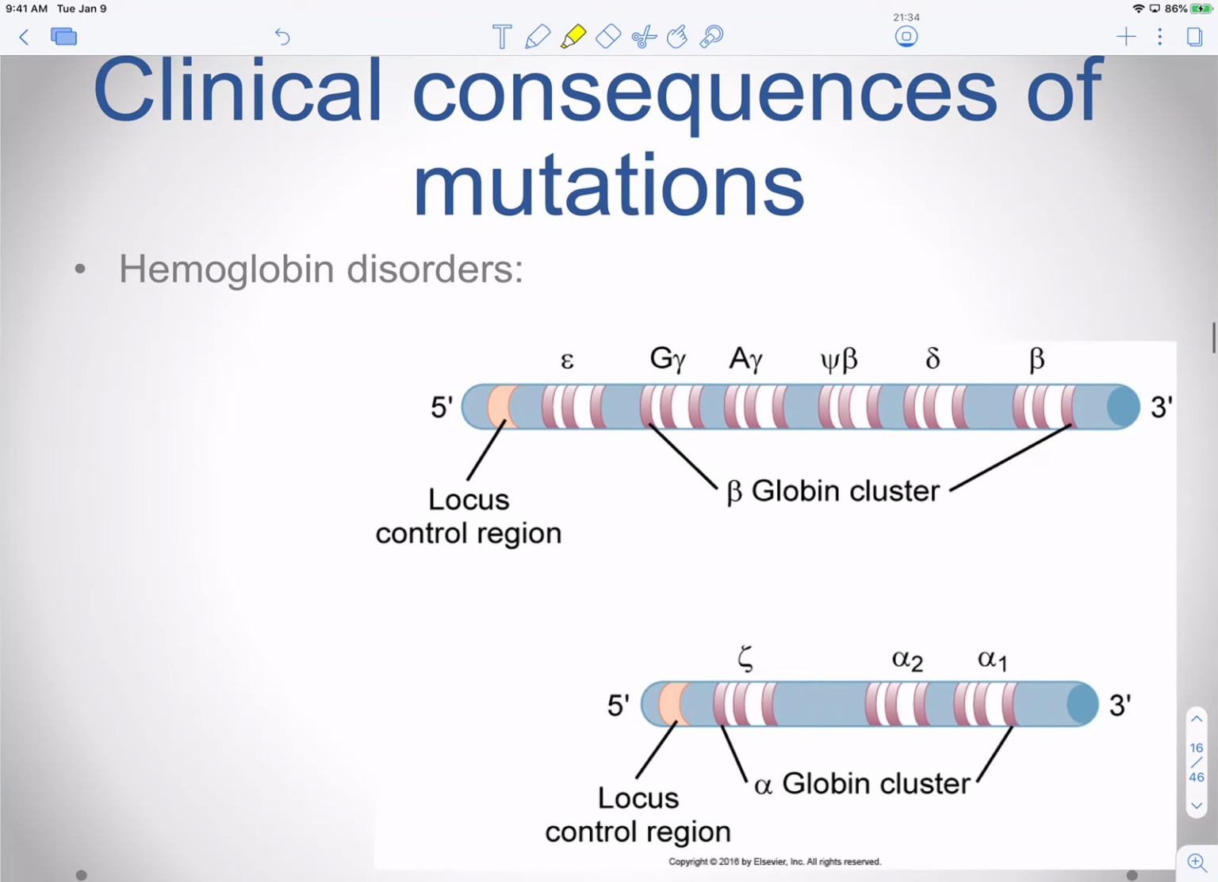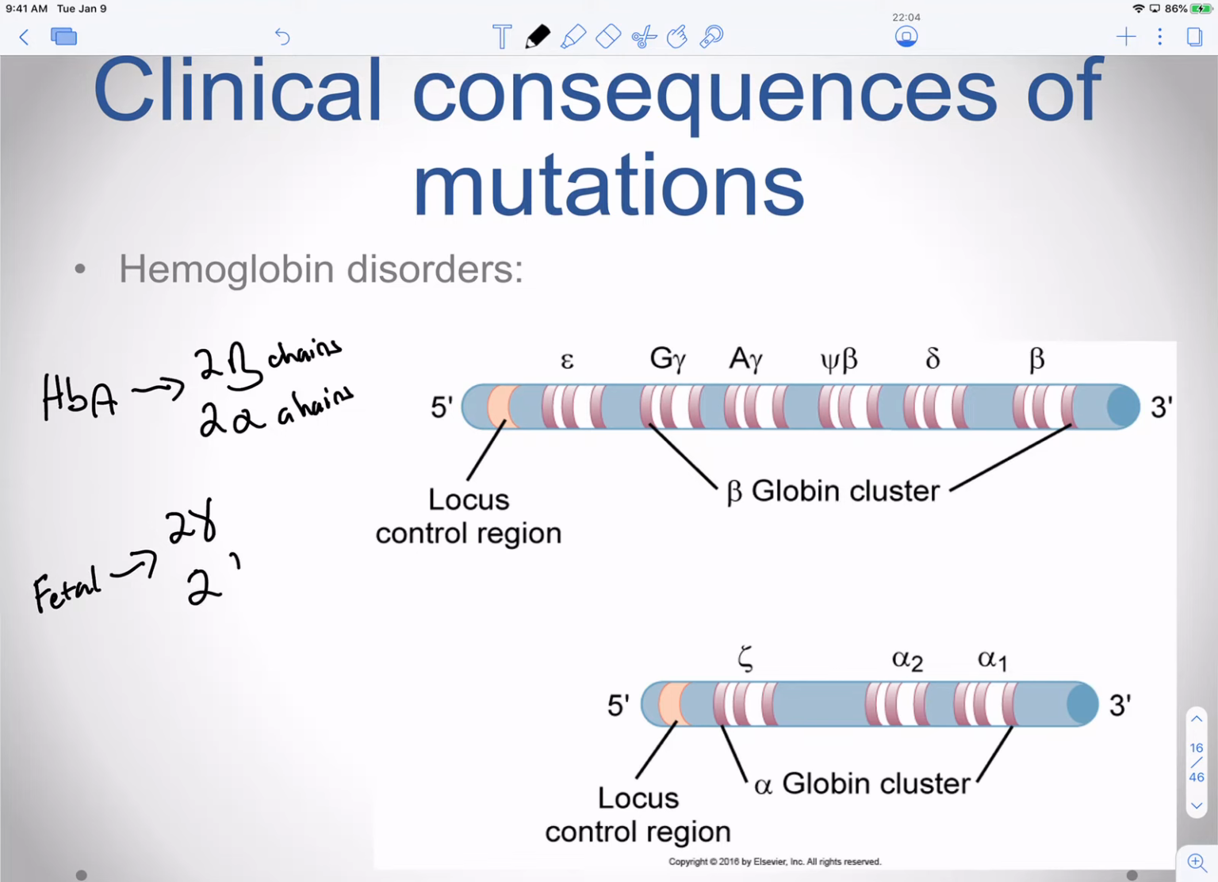Right, so there are also a series of hemoglobin disorders. And so just as a review, we have hemoglobin A, and this is going to be composed of 2 beta chains and 2 alpha chains. And this is going to be normal hemoglobin. And we also have fetal hemoglobin. And fetal hemoglobin is 2 gamma chains and 2 alpha chains. And then we also have your hemoglobin A2. And hemoglobin A2 is going to be 2 delta and 2 alpha chains.